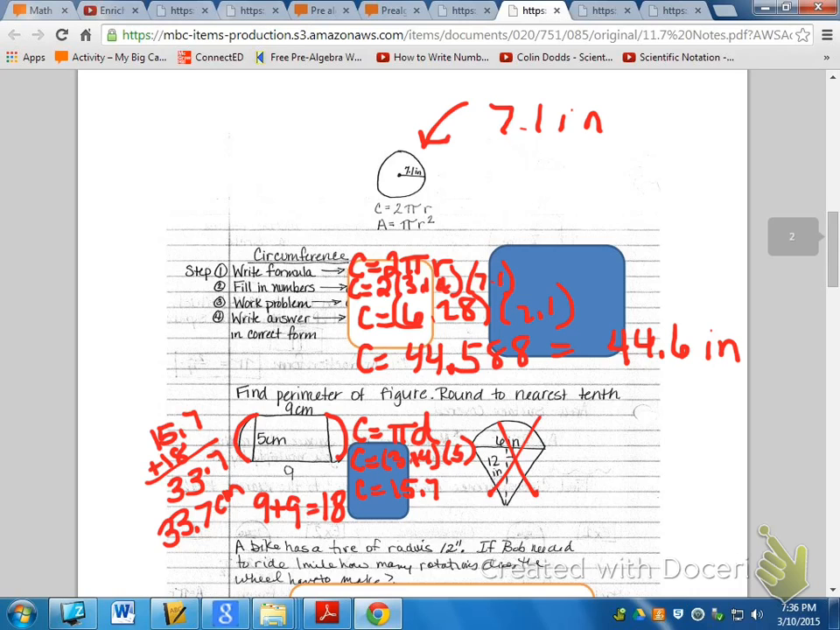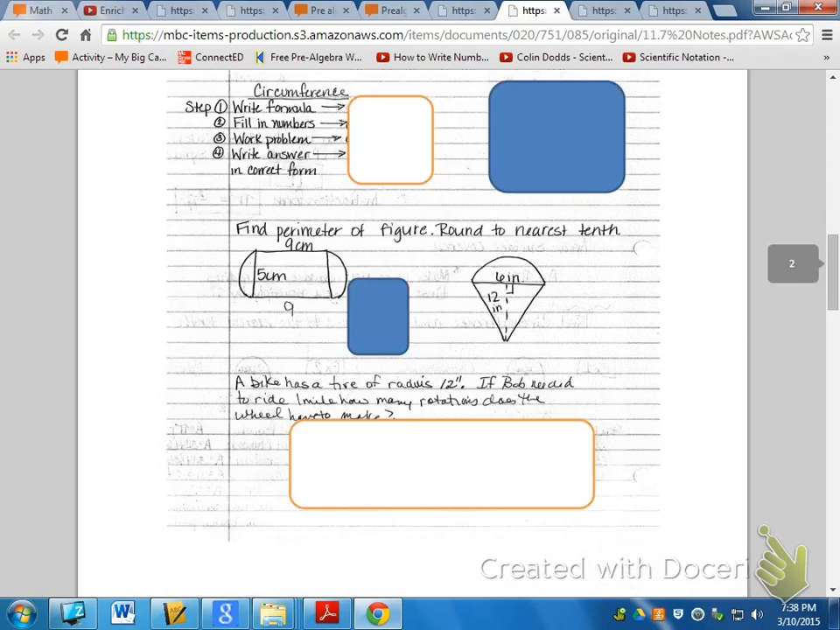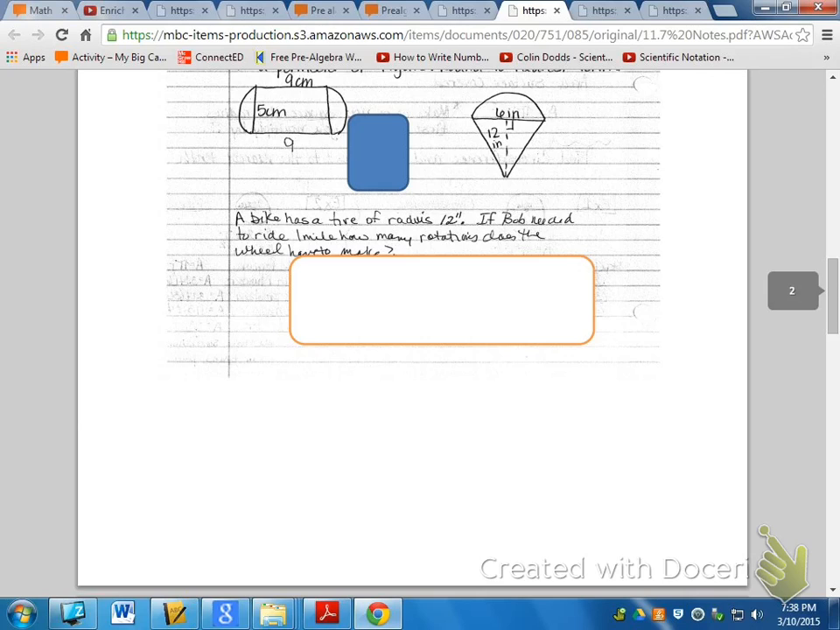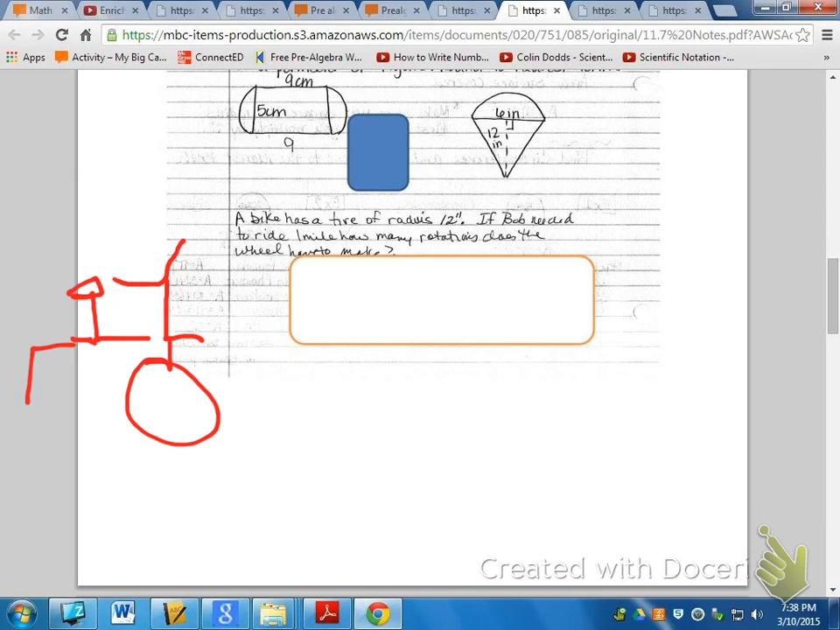All right, now we have one word problem to finish off with, and it might take a lot of thinking, so we better put our thinking caps on. It says a bike has a tire of radius 12. So I'm going to humor you by putting in this bike here, okay? What do you think of my bike? Okay, we won't even worry about the back part of that bike. But the bike has a radius of 12 inches right there.